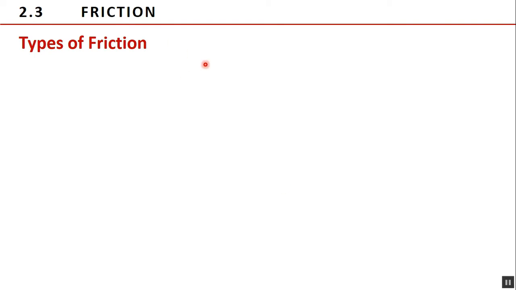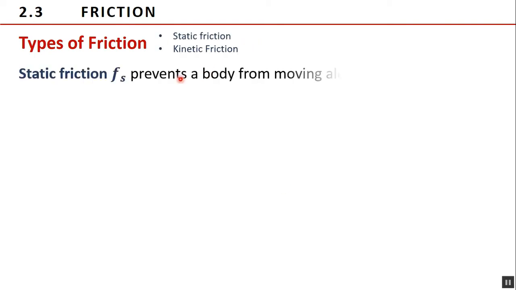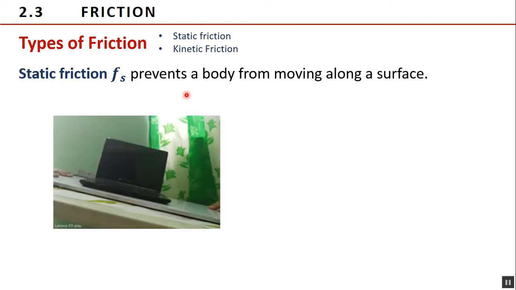There are two types of friction, static friction and kinetic friction. Static friction, denoted by F sub s, prevents a body from moving along the surface. It is the force that keeps a cabinet at rest even if we slightly push it and try to move it along the ground. It is the same force that keeps a laptop from sliding off a table, even when the table is slightly tilted.